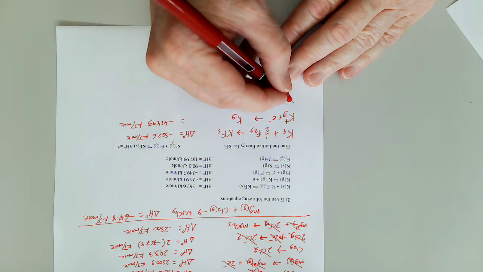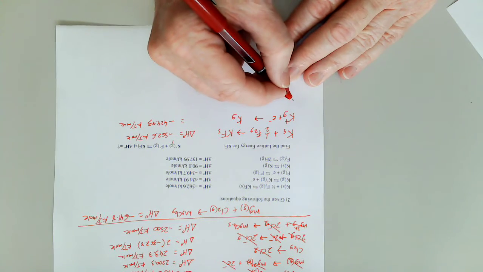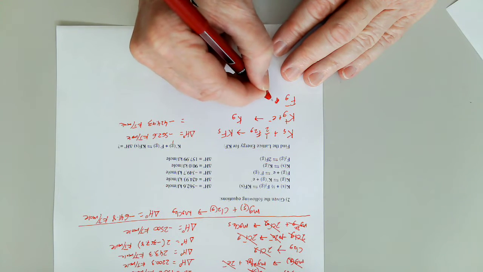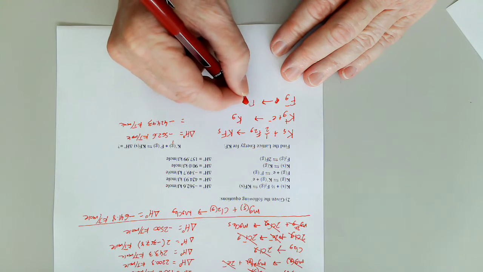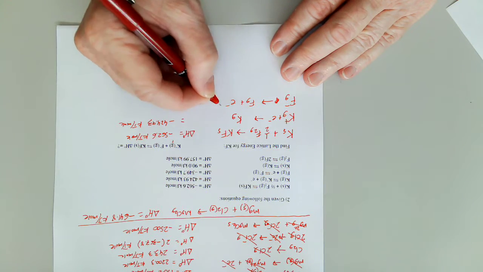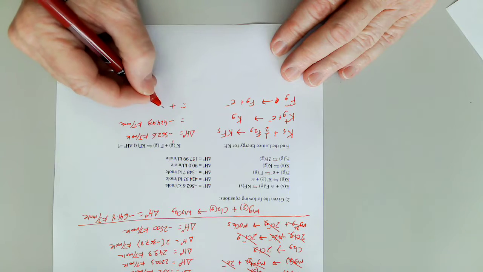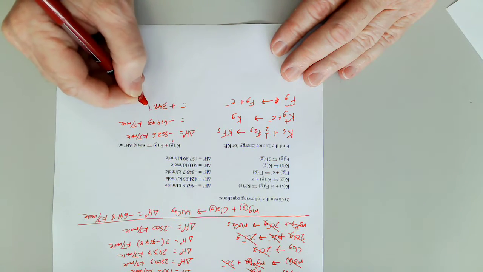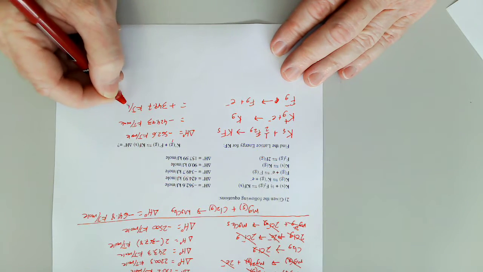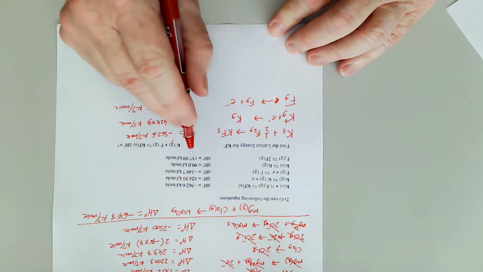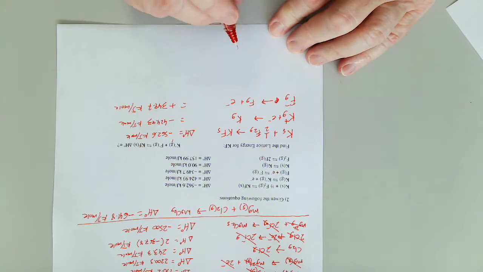Then, to get the F minus, I'm going to reverse this next equation. F minus gas yields F gas plus an electron, and that's going to be a positive 349.7 kilojoules per mole. Okay, I reversed the equation, so I have to change that sign.